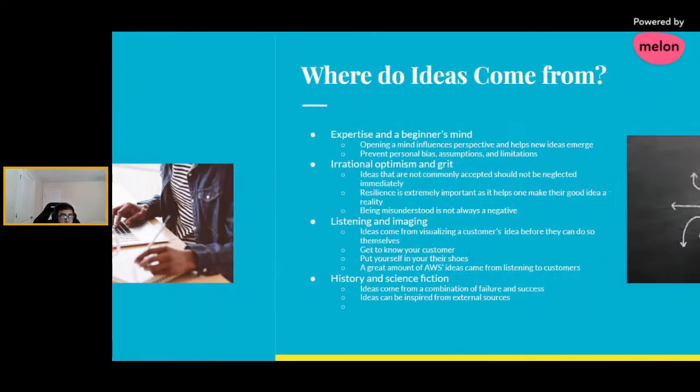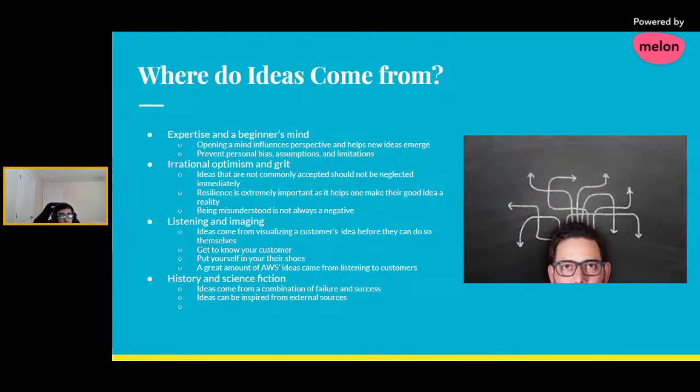All right, where do ideas come from? We have four here: expertise and a beginner's mind, irrational optimism and grit, listening and imaging, and history and science fiction. For expertise and a beginner's mind, opening a mind influences perspective and helps new ideas emerge. It prevents personal bias, assumptions, and limitations. For irrational optimism and grit, ideas that are not commonly accepted shouldn't be neglected immediately. And resilience is extremely important as it helps one make their good idea a reality. It's important to note here that being misunderstood is not always a negative.